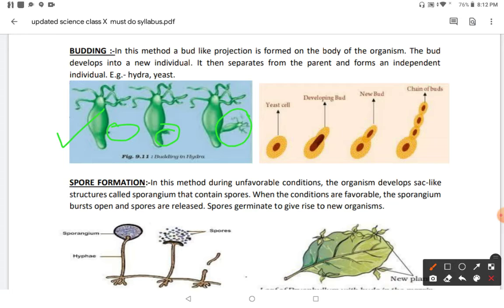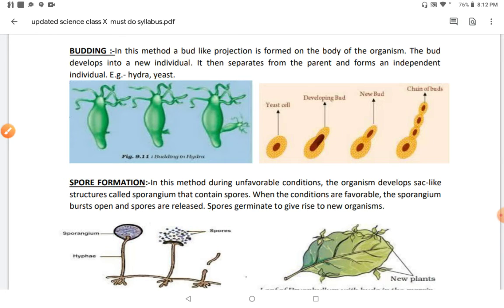And the next one is spore formation. In this method, during unfavorable conditions, the organism develops sac-like structures that are called sporangia, which contain many spores. When the conditions become favorable, the sporangia mature, then burst open and the spores are released. These spores germinate again to give rise to new organisms. So this is about spore formation.